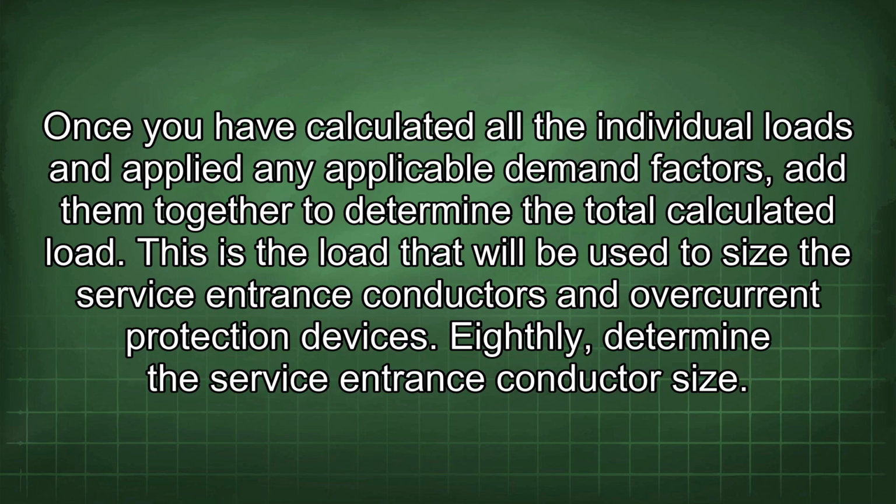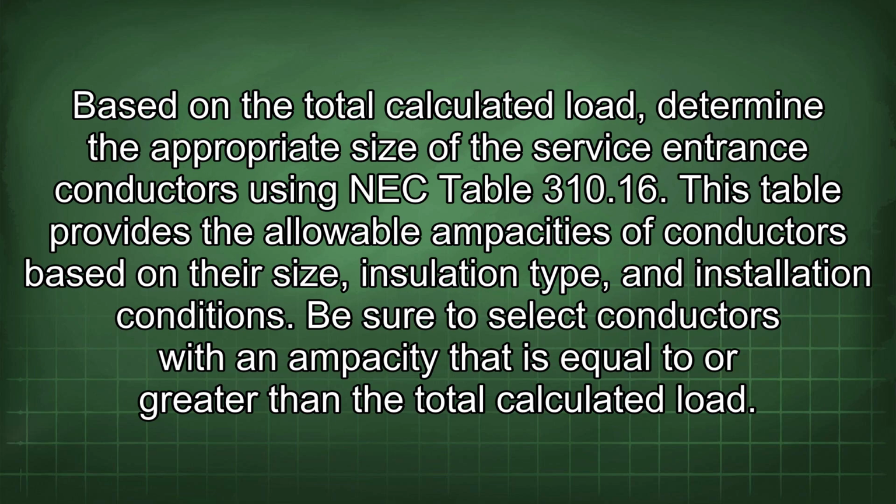Seventhly, add all the loads together. Once you have calculated all the individual loads and applied any applicable demand factors, add them together to determine the total calculated load. This is the load that will be used to size the service entrance conductors and overcurrent protection devices. Eighthly, determine the service entrance conductor size. Based on the total calculated load, determine the appropriate size of the service entrance conductors using NEC Table 310.16. This table provides the allowable ampacities of conductors based on their size, insulation type, and installation conditions. Be sure to select conductors with an ampacity that is equal to or greater than the total calculated load.